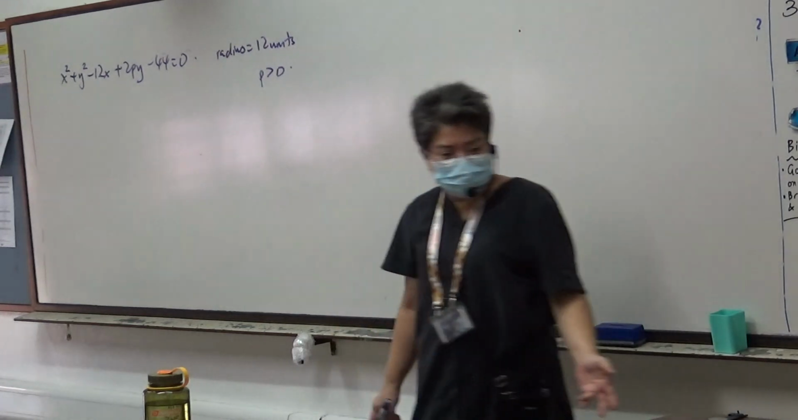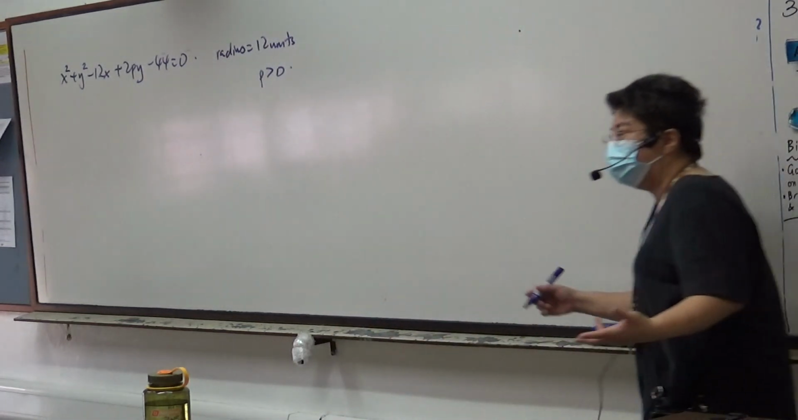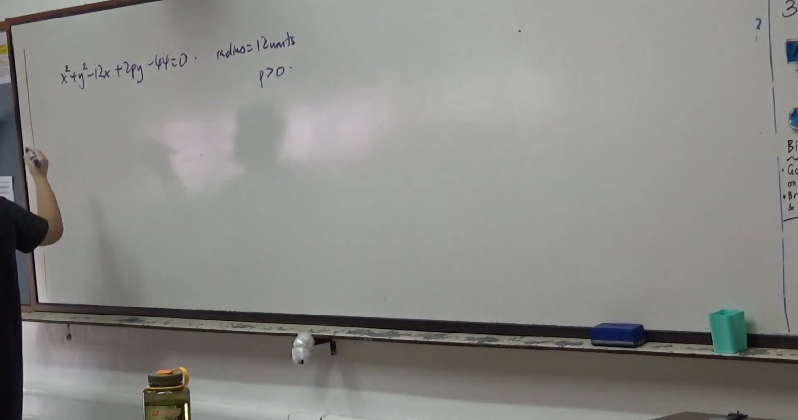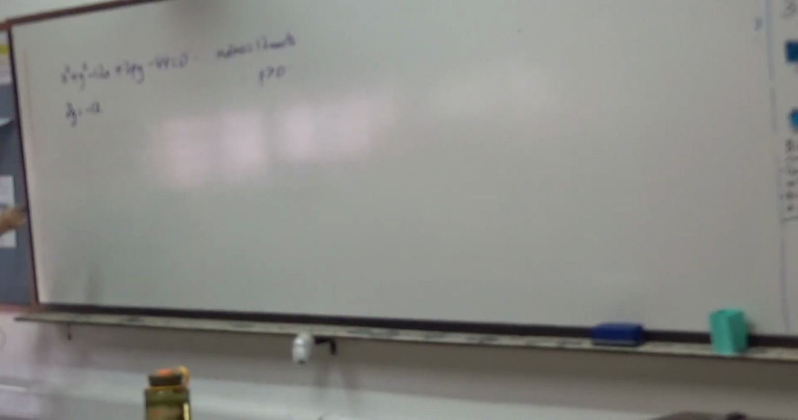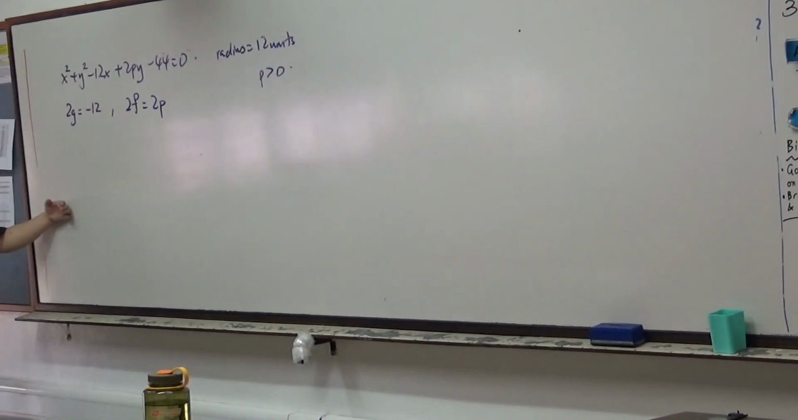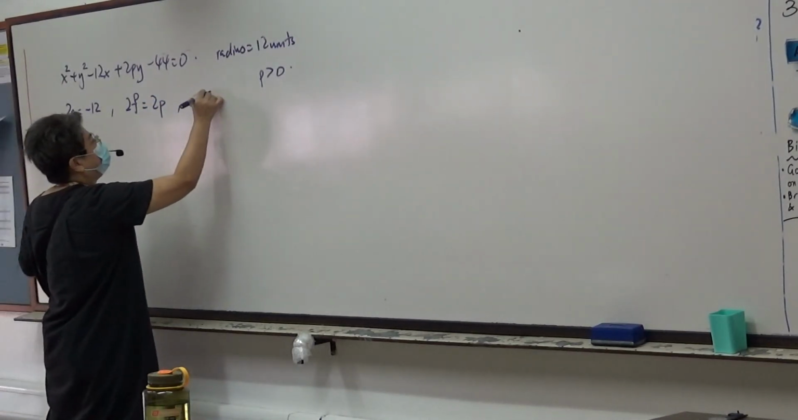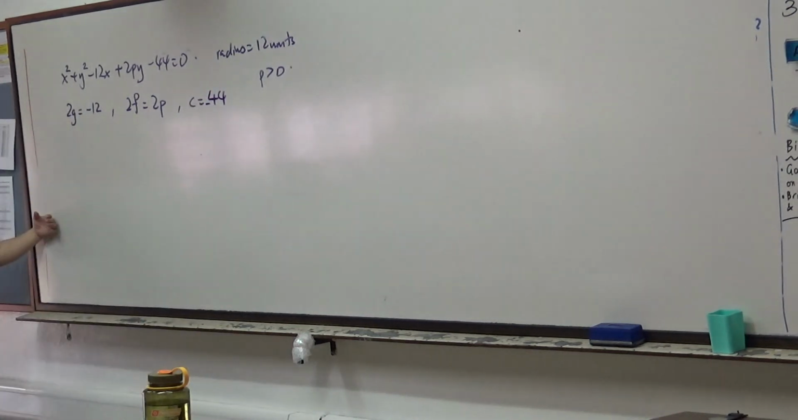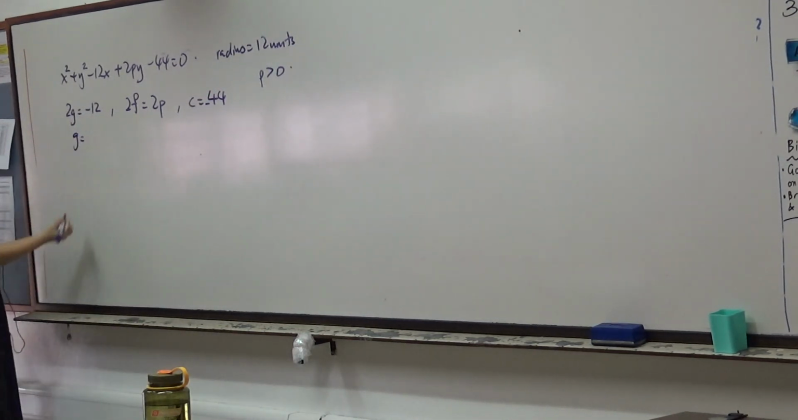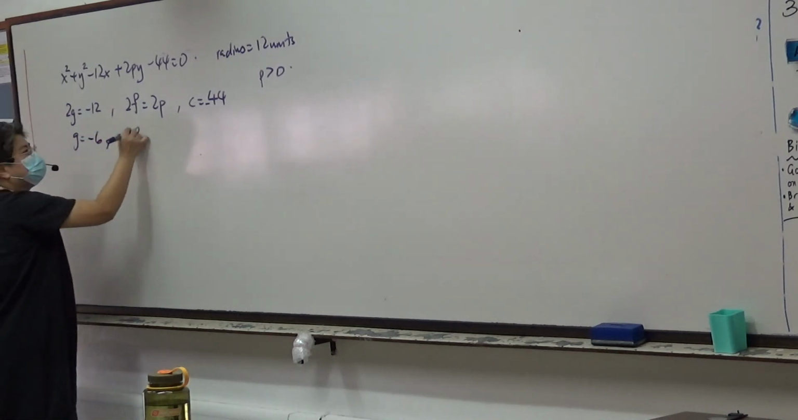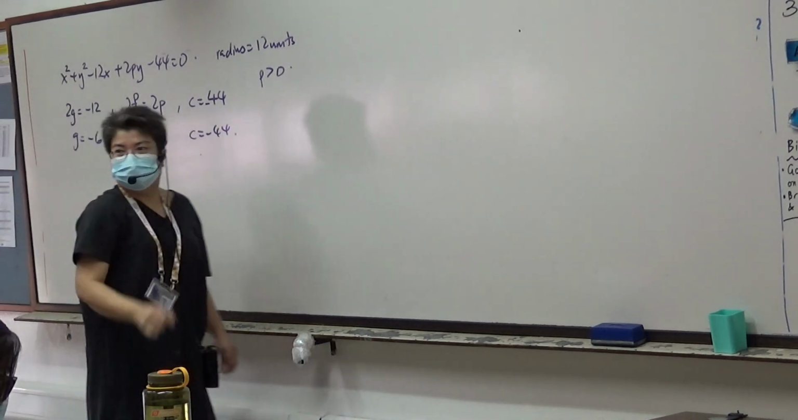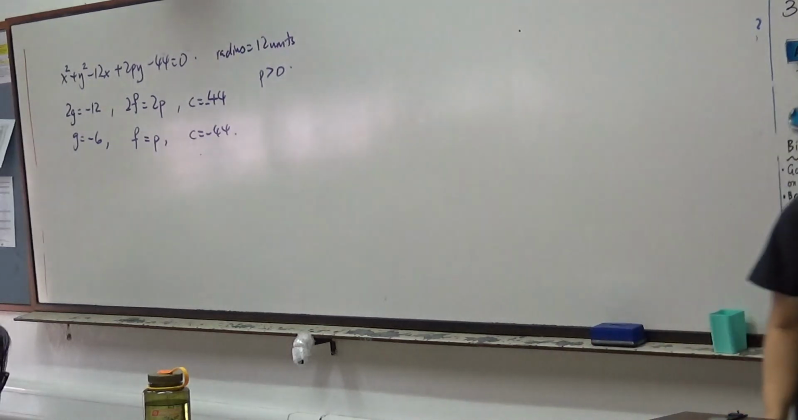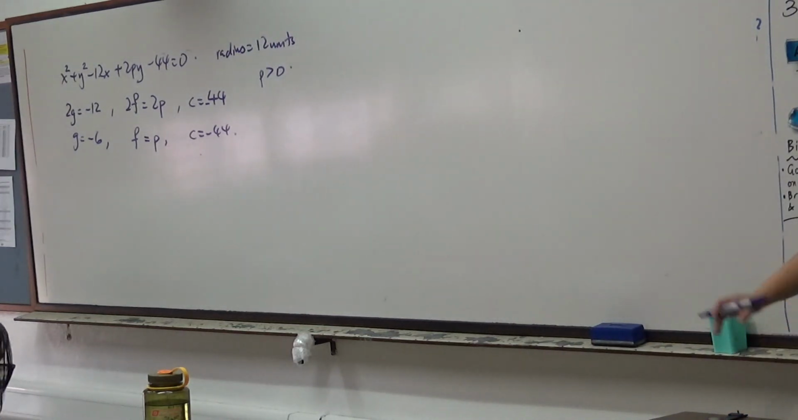Usually I don't just straight away do it. Now, I write it in general form first. So 2G is negative 12, right? What about 2P? 2F is actually 2P, right? Okay, what is my C? Negative 44, right? So what's my G? Negative 6. What is my F? P. What's my C? Negative 44. Am I right to say that? Okay, so no problem with that.